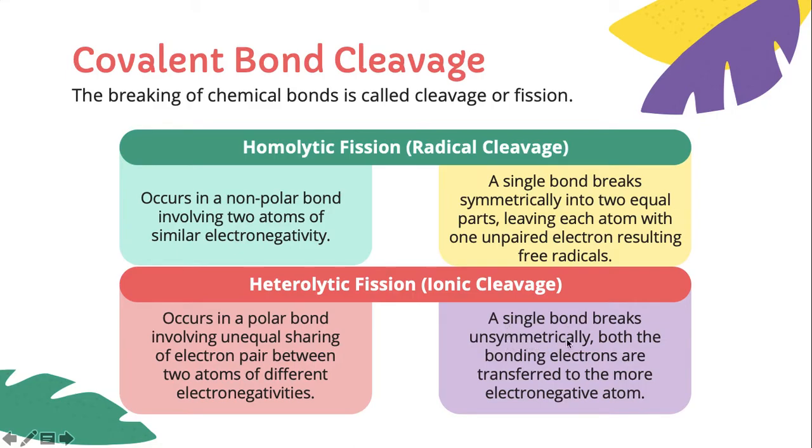Why unsymmetrically? Because both the bonding electrons are transferred to the more electronegative atom. So in one single bond, there are two electrons. Both electrons in the single bond are transferred to the more electronegative atom. So in heterolytic fission, you must identify which atom is more electronegative, and two electrons will transfer to that atom.